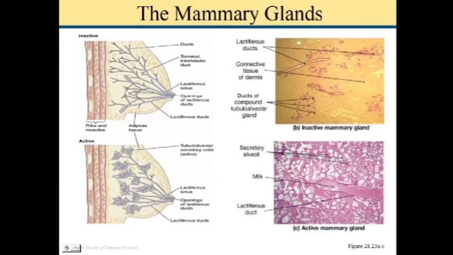Inactive mammary gland. In the inactive mammary gland, you can see in a non-pregnant woman, the glandular tissue is sparse and consists of tubules which are lined by a simple cuboidal or low columnar epithelium. These tubules may be regarded as terminal segments of the intralobular ducts. No acini are present.